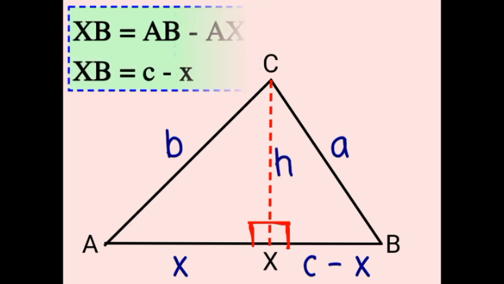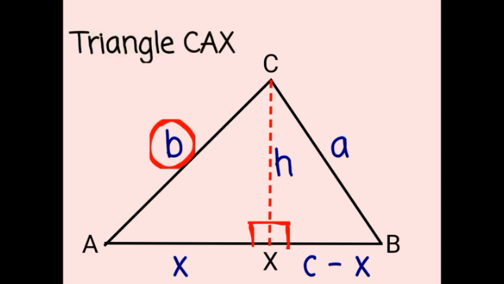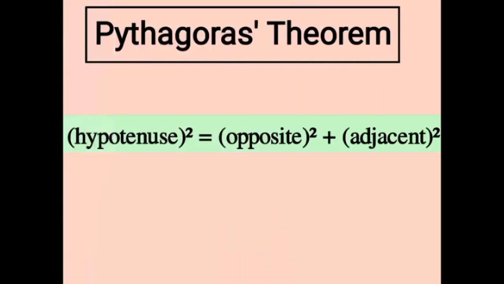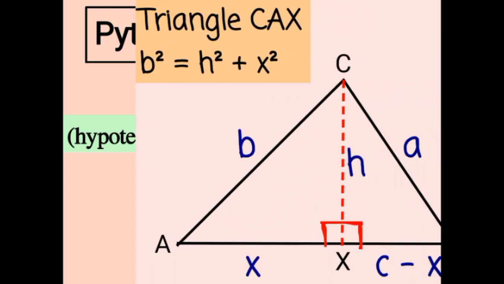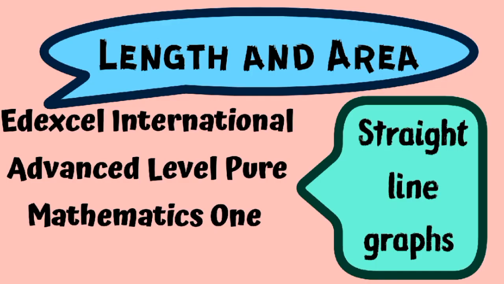And the length of CX is h. Now the right angle triangle CAX has a hypotenuse b, so using the Pythagoras theorem, hypotenuse squared equals opposite squared plus adjacent squared. In the triangle CAX, b squared equals h squared plus x squared. In my previous video, I covered the Pythagoras theorem and the names of the sides in a right angle triangle, so first check it out or else it might be confusing.